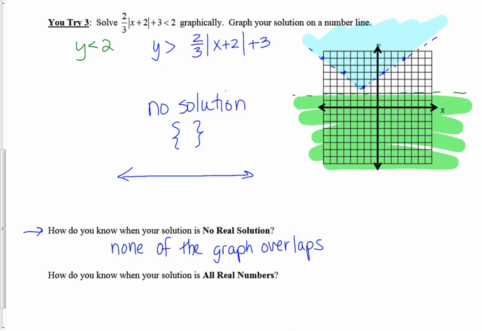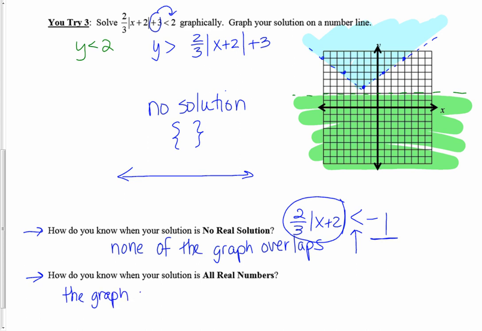Okay, and if you took this original problem up here and you moved this 3 to the other side, you could also see you would have had 2/3 the absolute value of x plus 2 is less than -1, if I subtracted 3 from both sides to move that over. And then what we'd have here is when is the absolute value less than a negative number? The absolute value is never less than a negative number, so none of my graphs should overlap. Versus how do you know when your solution is all real numbers? And that's when the graph overlaps everywhere from left to right.